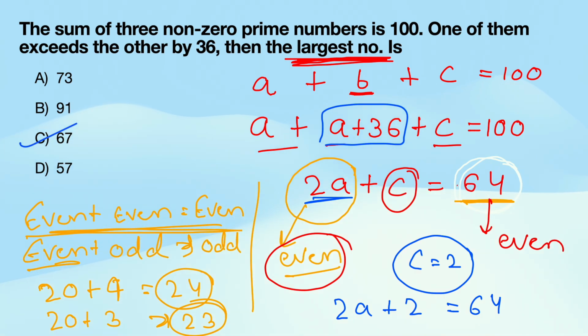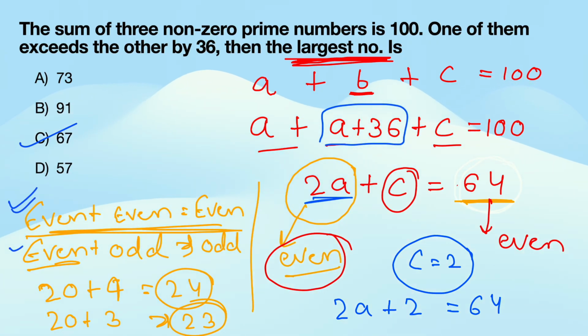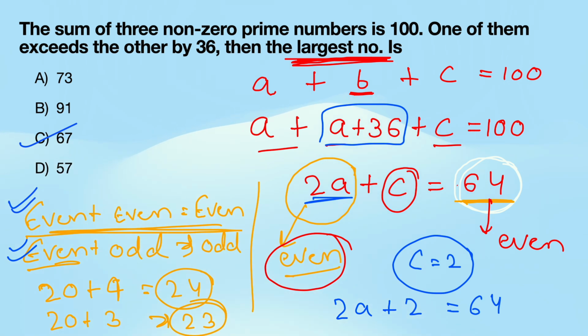Alright. The questions are same. You just have to think a bit, because in our lower grades we have learned this thing as well. Even plus even gives us even. Even plus odd gives us odd. Odd plus odd also gives us even. Okay. We have to make use of it. Okay. And there is only one even prime number, right? All other prime numbers are odd except 2.